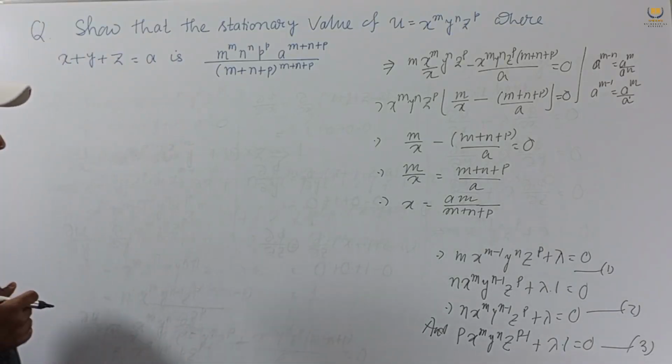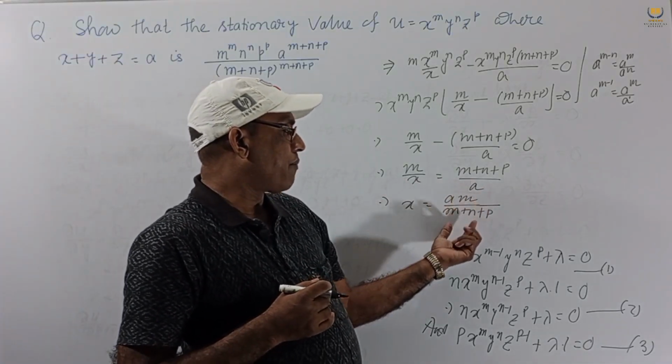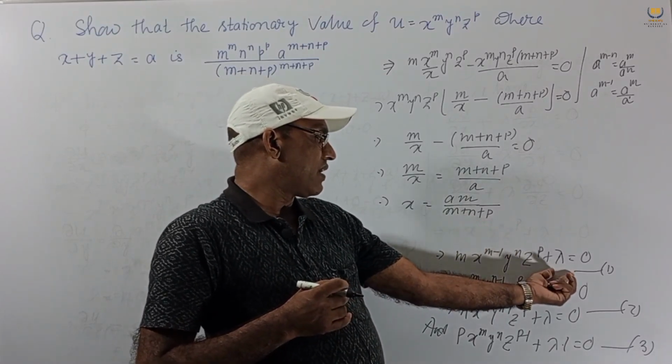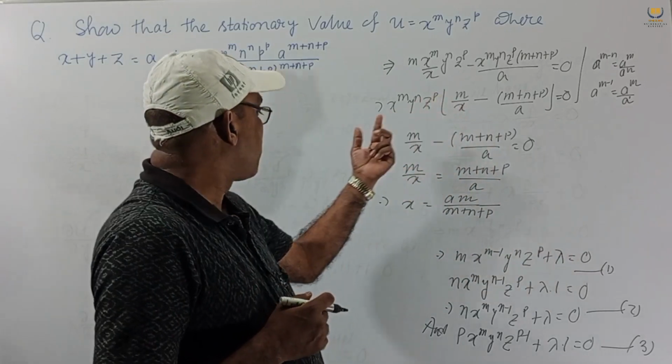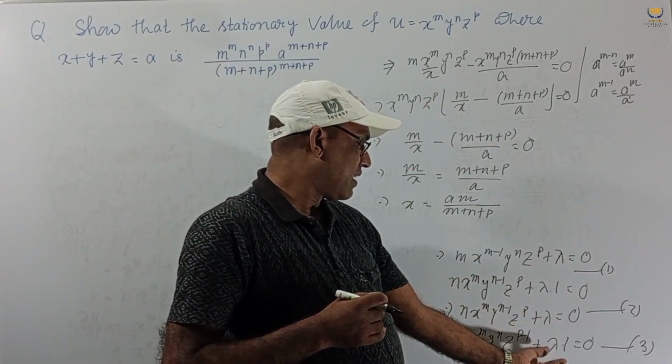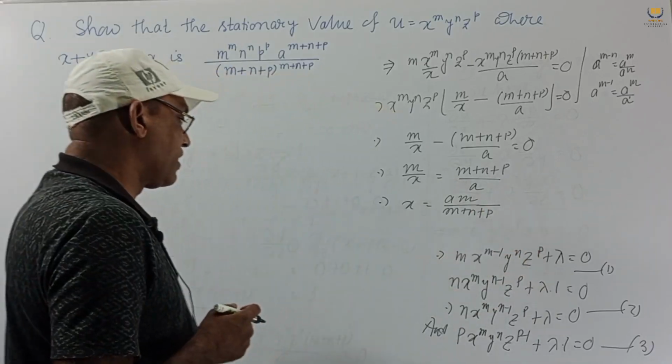So the value of x we get is am by (m plus n plus p). When you put this value here, we get this one. Again, the lambda value here, then we get this one. Again, putting the value of lambda here and here, we get this one different.